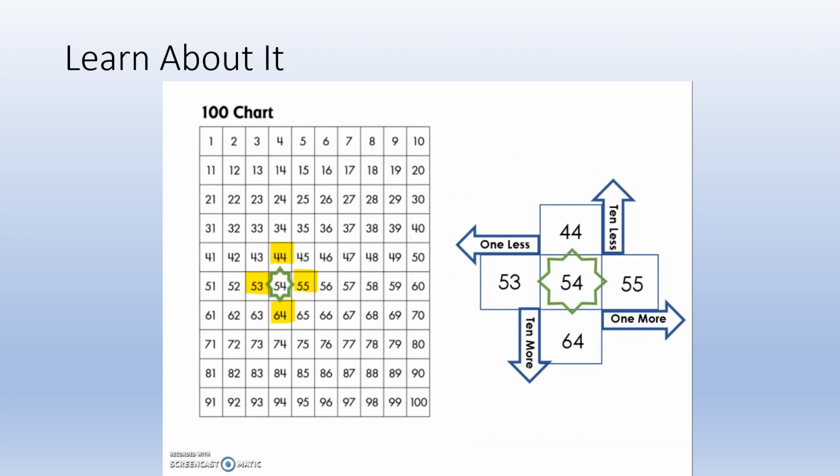So here are some patterns that we can figure out by looking at our numbers on the hundreds chart. For example, we could start here with 54. Look at the numbers around it. We jump back a row and we take away 1 ten, so this number is 10 less. If I wanted to figure out 10 more, I would count up a column. If I want to see what 1 less than 54 is, I just have to go 1 space to the left. And if I wanted to see what 1 more is, I would just count 1 space to the right.